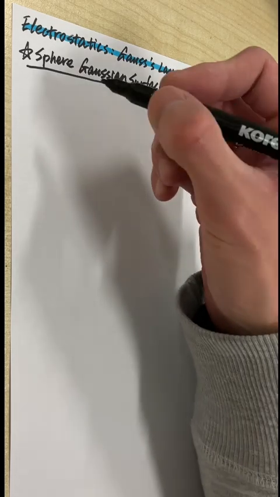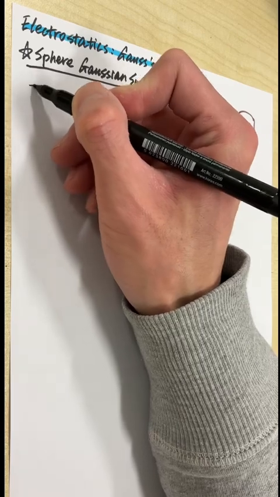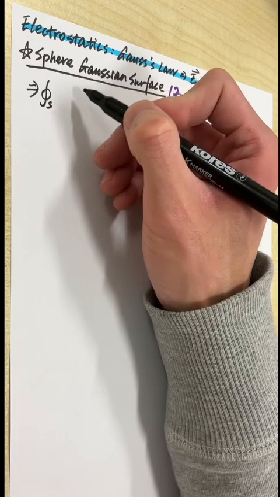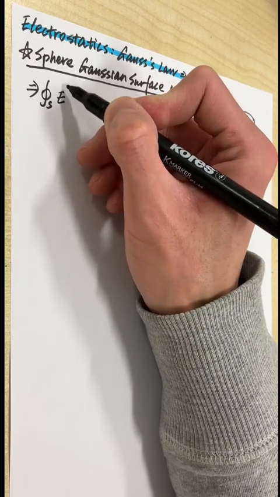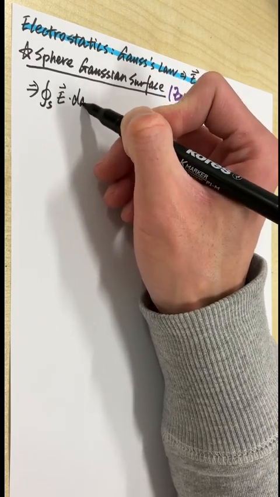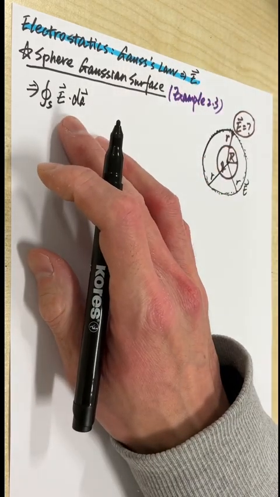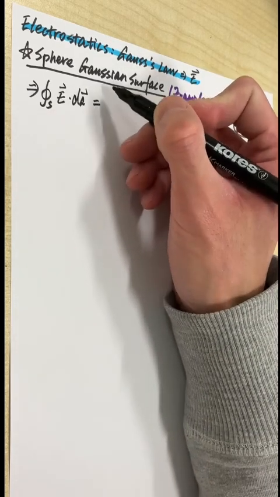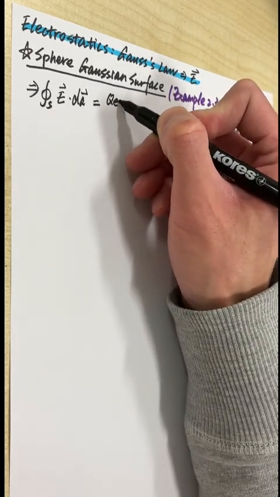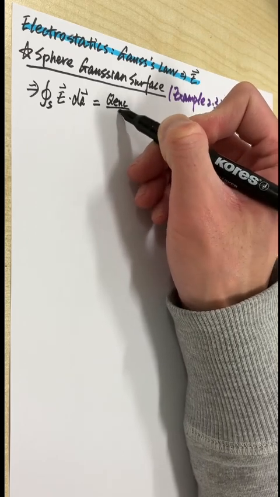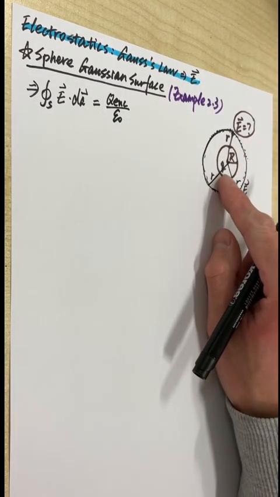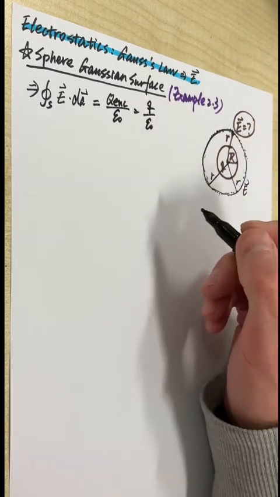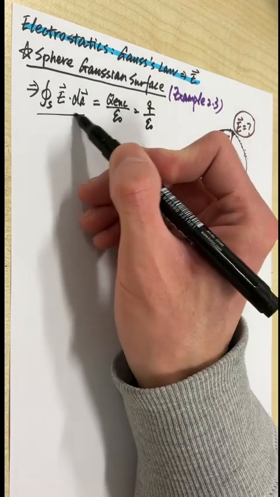So now if we have Gauss's law, which is the closed surface integral of E, the electric flux, equals the total charge enclosed divided by epsilon 0, and we know the total charge is just Q, so this is Q divided by epsilon 0.